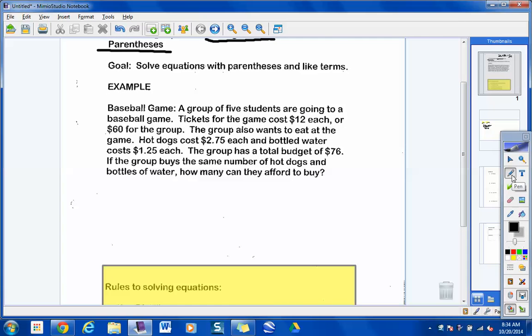What I would like to do is set a goal to solve equations with parentheses and like terms. So we're going to look at doing that today. To get an idea where this takes place, I've got a baseball game example up here. Fitting since World Series Game 1 is tomorrow.